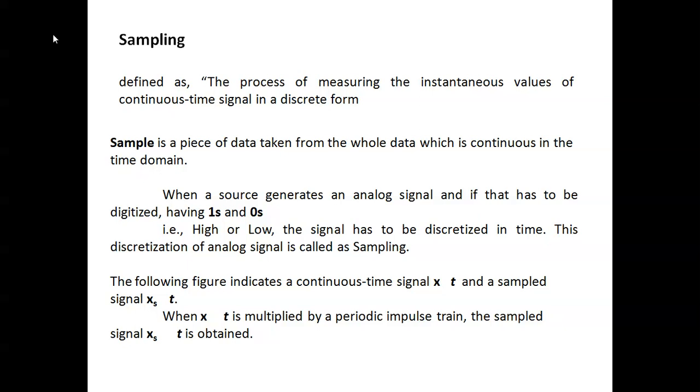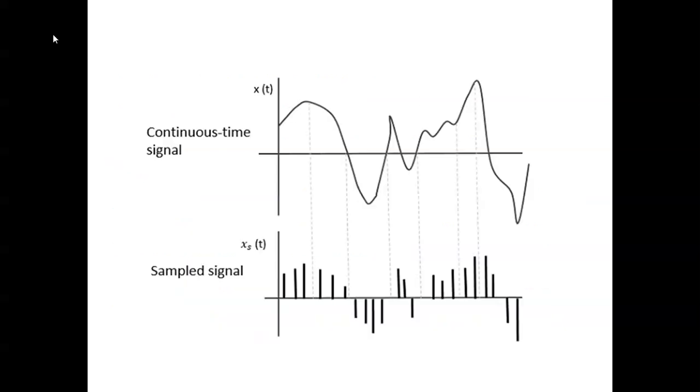For a continuous time signal x(t), the sampled signal we can call x_s(t). So it's a unary signal we can call x(t), where t is time and x is the signal. A sampled signal can be represented as x_s(t), when x(t) is multiplied by a periodic impulse train.